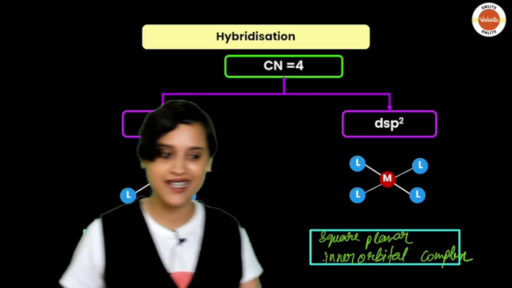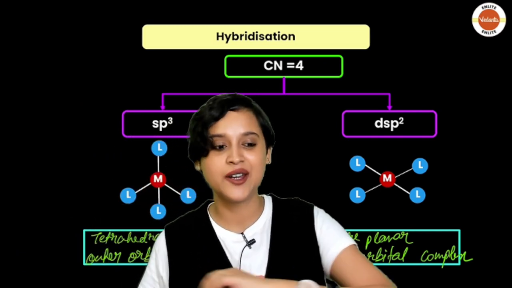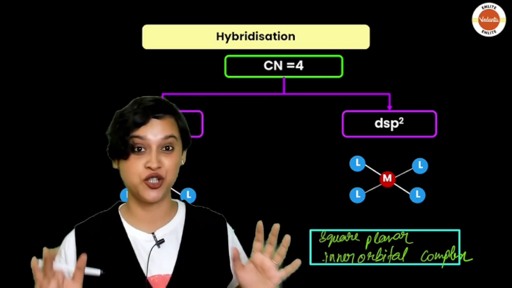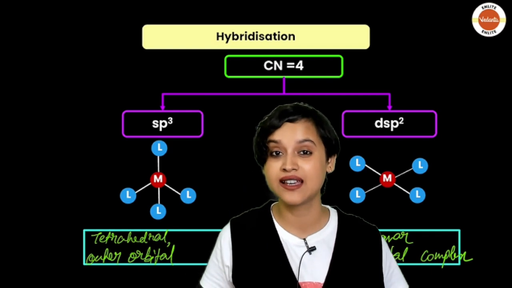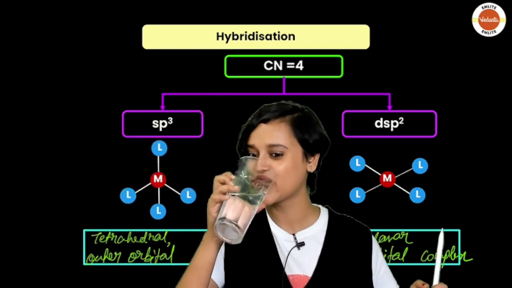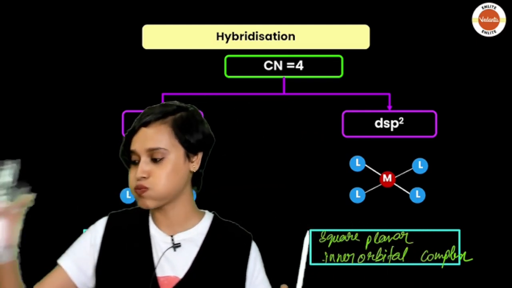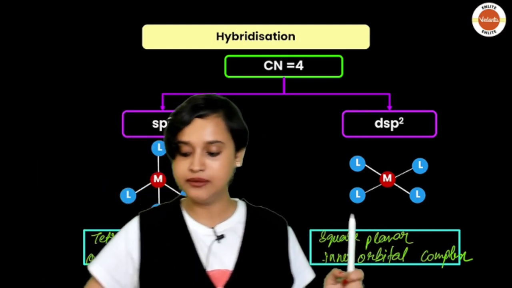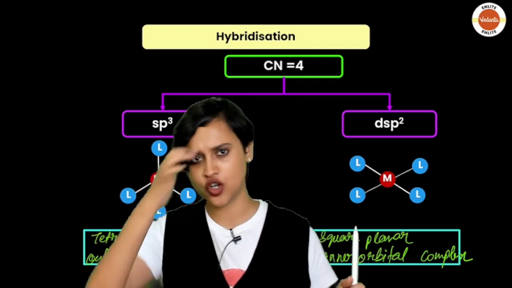Gotcha? Is this clear to everybody? Are you understanding what I'm trying to teach you? Does it make sense? And do you think that coordination compound is now very easy? Awesome. Now let's solve some examples for coordination number 4.